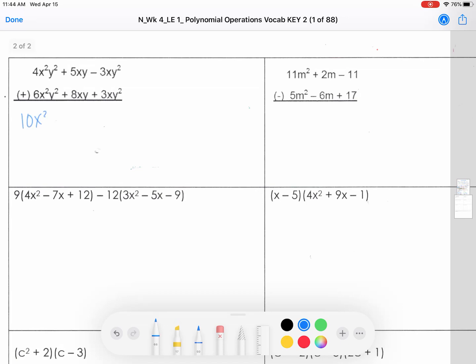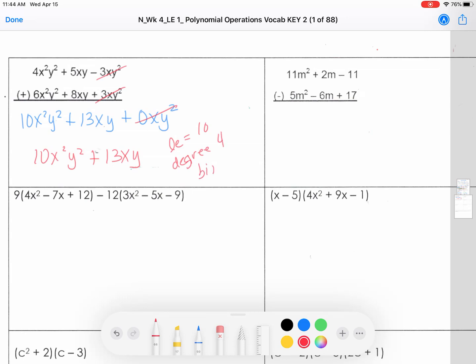So here we have 10x squared y squared. Here we have 13xy, and then we have negative 3 plus 3 makes 0xy squared. But we really don't need that 0 term, right? We could have just noticed that those cancel. So our final answer should be 10x squared y squared plus 13xy. So that has a lead coefficient of 10, a degree of 4, and it would be a binomial because it has two terms being added in our final answer.